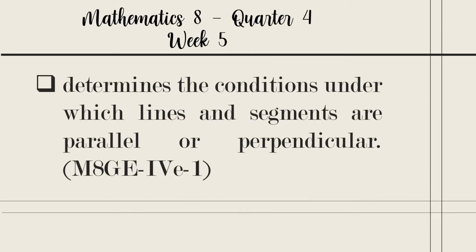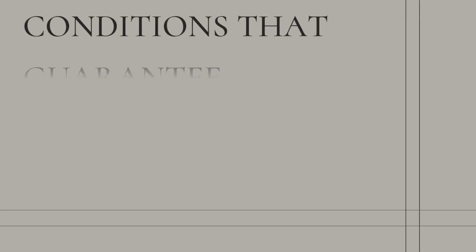In this learning episode, we will determine the conditions under which lines and segments are parallel or perpendicular. There are conditions that guarantee parallelism and perpendicularity. We have already discussed the parallel lines cut by a transversal on our previous episode. We see parallel lines everywhere: lines on a pad paper, railways, edges of a door or window, fence that suggest parallel lines.